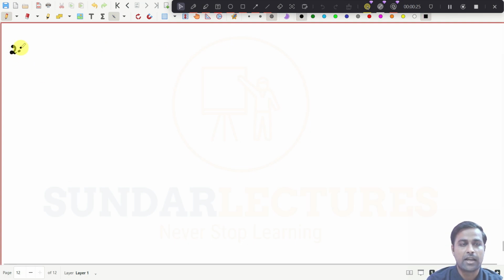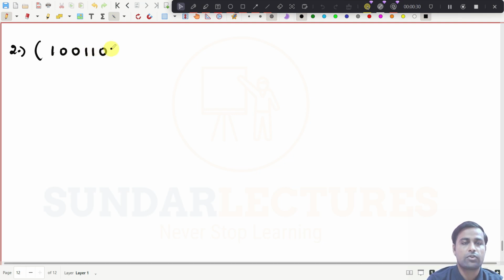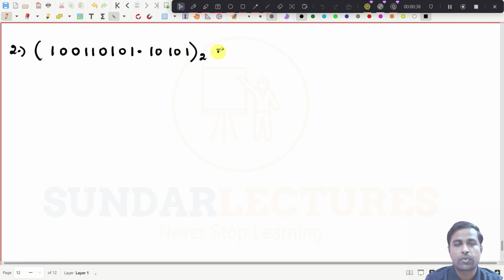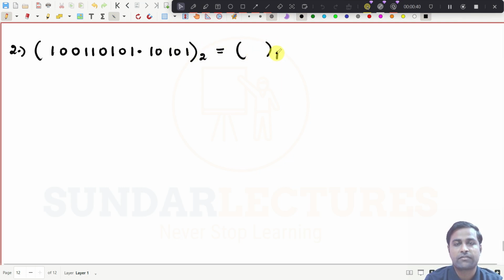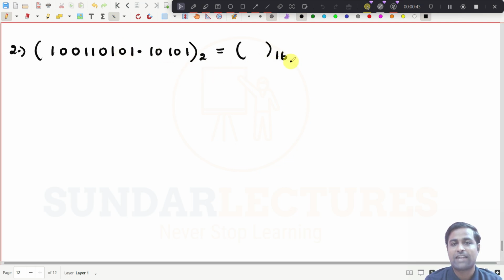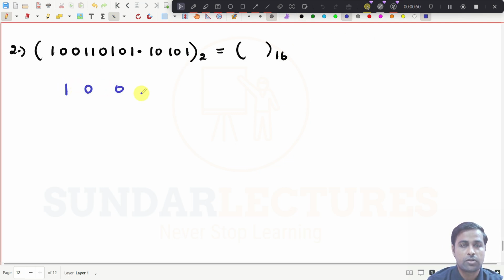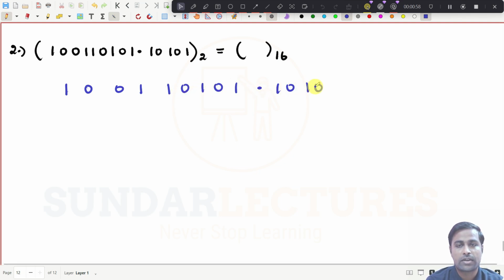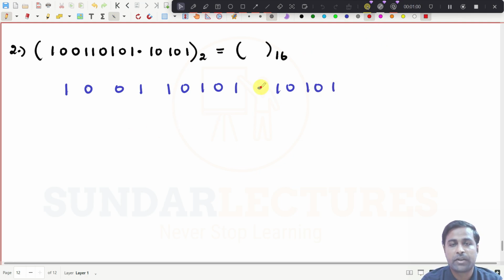Now, if you have point values, maybe we will take another example, number 2, so that you can easily understand. You have a value like this: 1 0 0 1 1 0 1 0 1 point 1 0 1 0 1 at the base of 2, and you need to convert this into base 16. Maybe you are converting a binary value to a hexadecimal value, right? You know the procedure. Same thing. You put 1 0 0 1 1 0 1 0 1 point 1 0 1 0 1, and you need to split it down from here.